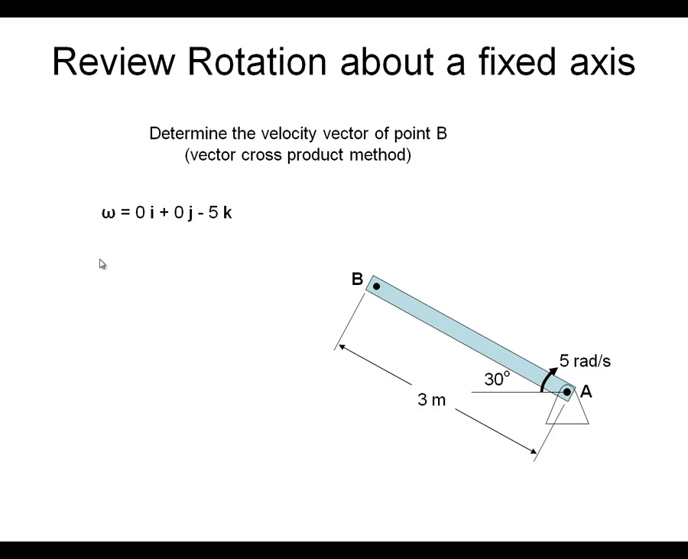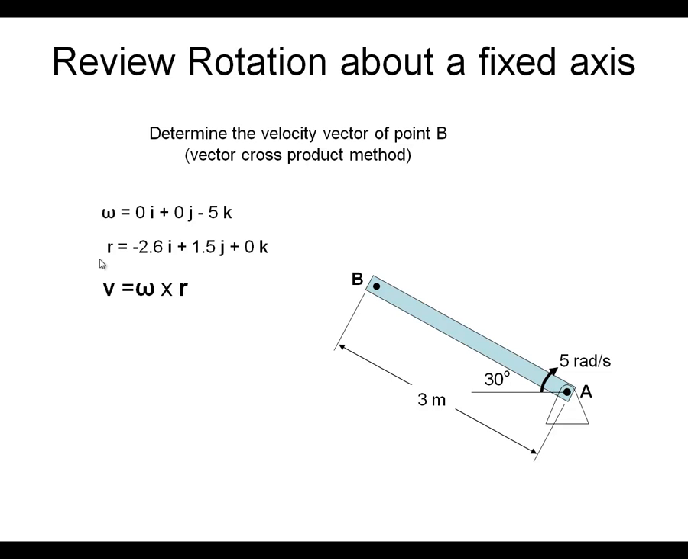And what about the r vector? Well, the r vector we can find by taking the radius of 3 meters, and the x component is the 3 times the cosine of 30, and that's in the negative direction. And the j component is the 3 times the sine of 30, and that's in the positive j direction. So that's our omega and our r vectors.